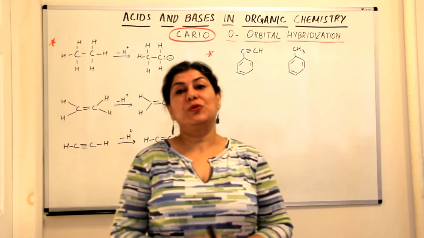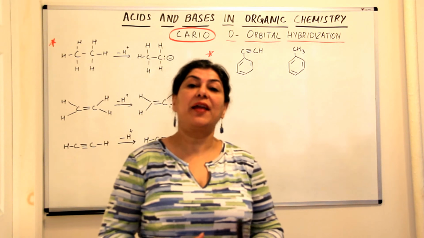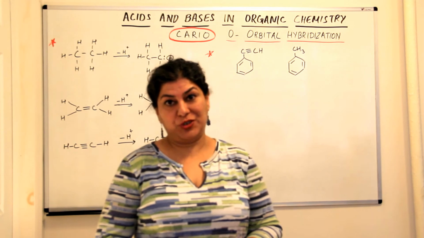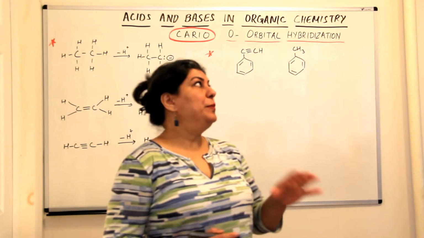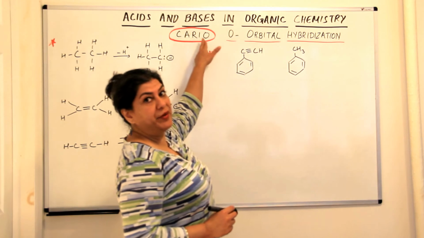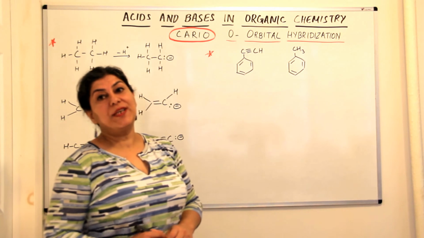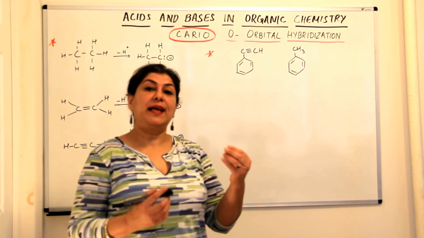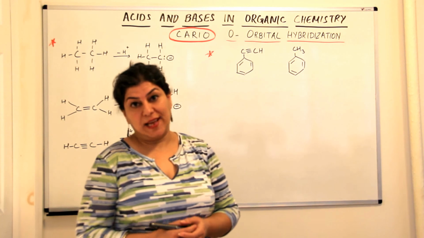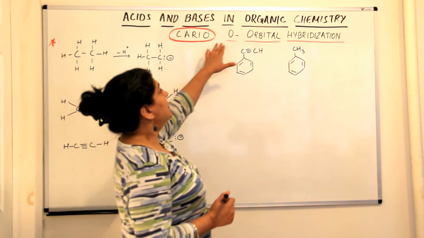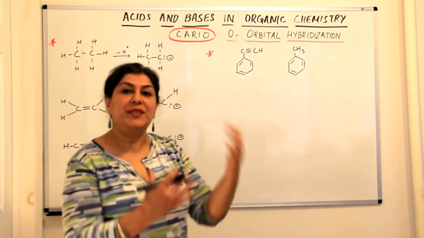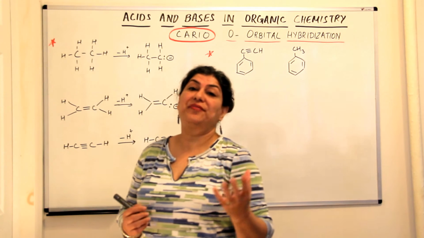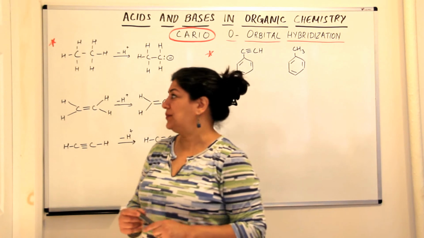In the past few videos, we have been using the mnemonic CARIO in order to compare the acidic and basic strength of organic compounds. In this video, I will be discussing the last step in CARIO, that is O. O stands for the hybridization of the orbital that has the acidic hydrogen attached to it. Let us now see how the hybridization of the atom affects the acidic or basic strength.